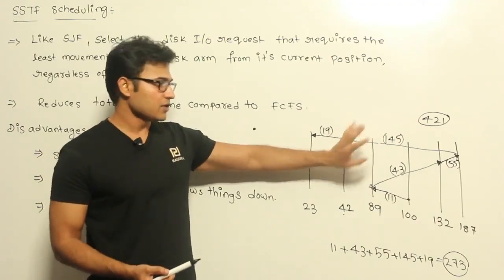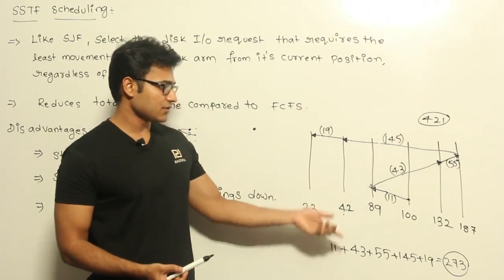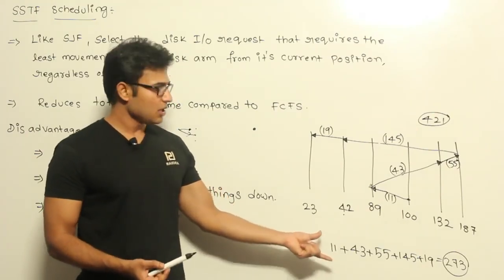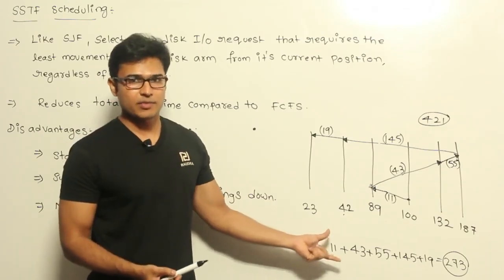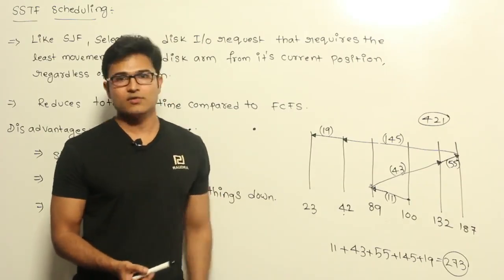The total seek time is directly proportional to the number of cylinders crossed, and therefore this has crossed fewer cylinders, and so it is going to give you less seek time. So shortest seek time first is going to give you better performance compared to FCFS, right? But there is a disadvantage. The disadvantage is that starvation is possible.